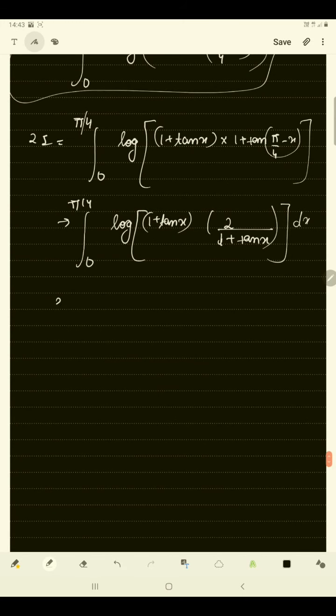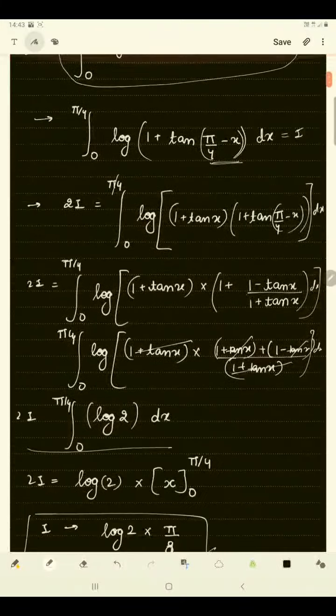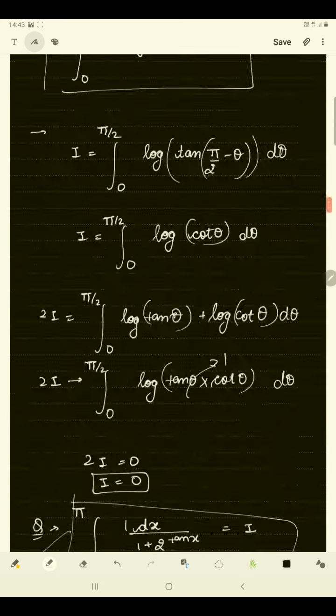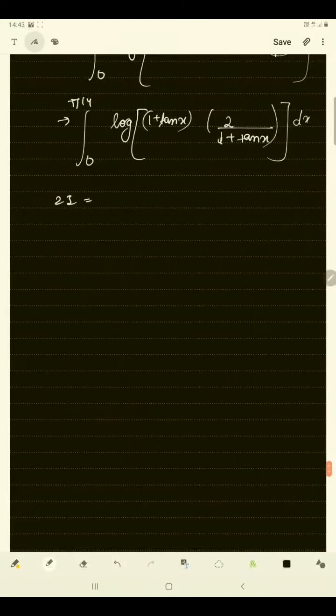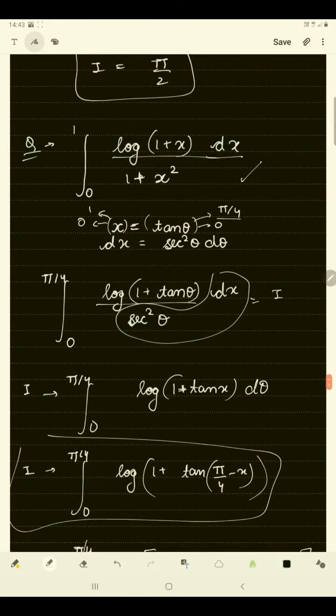So we can just write 2I. So I'm just going to apply the things that we did in the previous question. So I'm just going to get to this thing. So the answer would remain the same, that is I equals log 2 times pi by 8. Let me just write it straight. I equals pi by 8 log 2. So this is the answer to our very complex question.